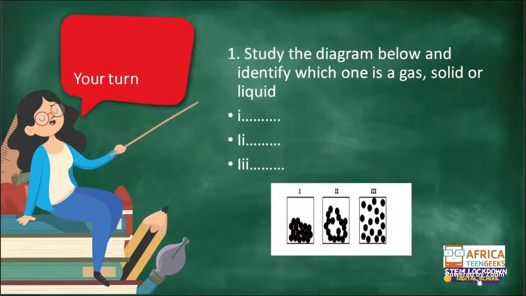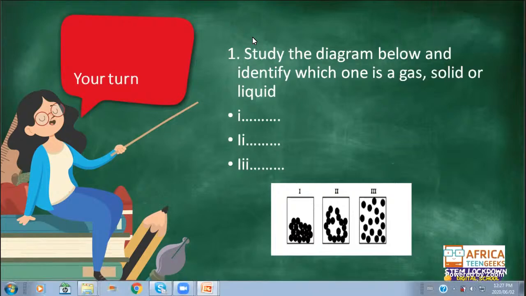Okay, it's now your turn. It's your turn now to answer the following questions. You are going to study this diagram below and identify which one is a gas, solid, or liquid. Yes, this is how you should answer. You say I, if I is liquid, you write I is liquid.